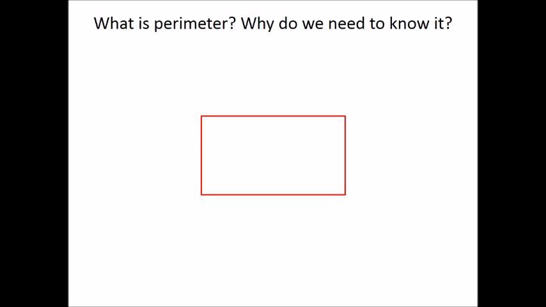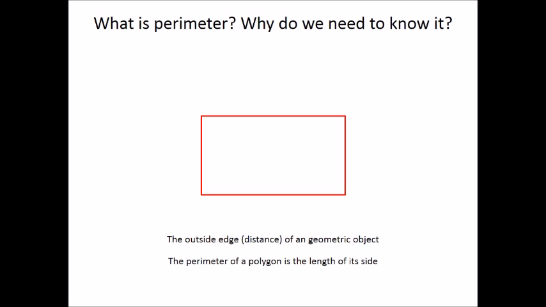Perimeter is just the outside edge of an object, whether it be a triangle, square, circle, whatever. It's the outside edge or distance around a geometric object. The perimeter of a polygon is the length of all its sides. So what we do is we add up every single one of those.